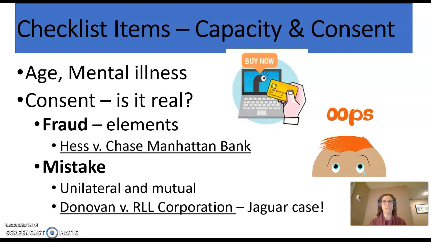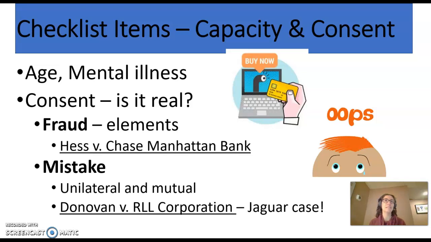By the way, take a look at that Jaguar case in your book. It's a really good example of a unilateral mistake. So a unilateral mistake goes like this. One party makes an error. Let's say you print the price of an item wrong. And then someone goes to purchase and says, oh, you were selling your Jaguar for $10, not $100,000. I'll buy it for $10. So unilateral mistake happens when only one party has made the mistake, not both.